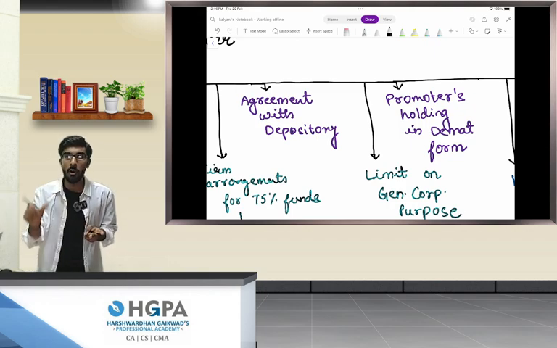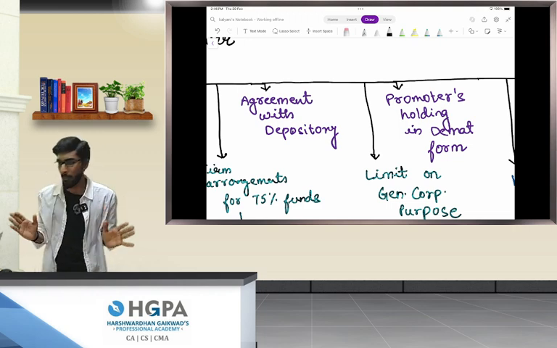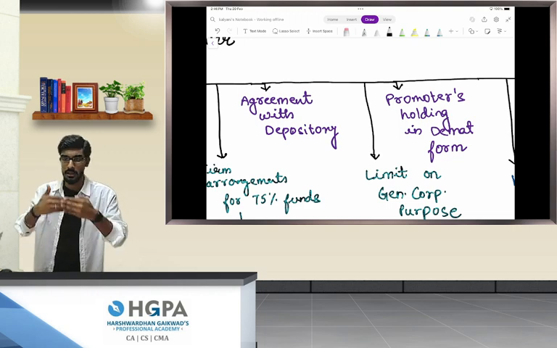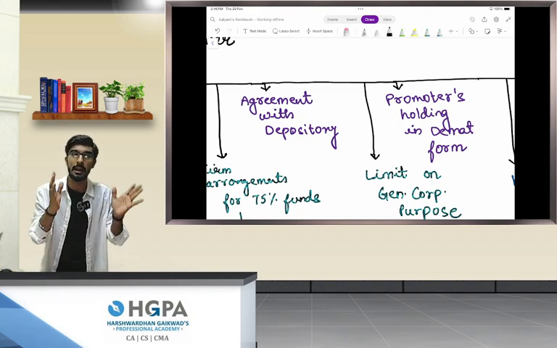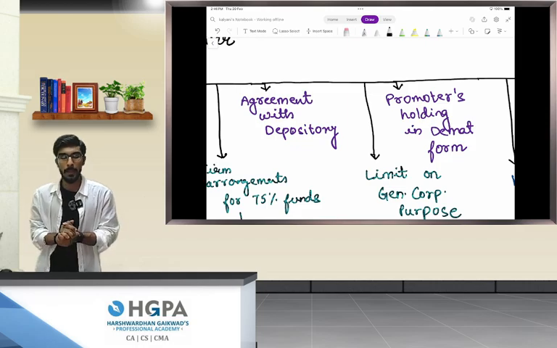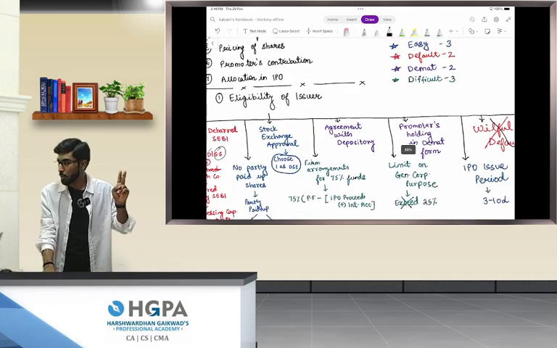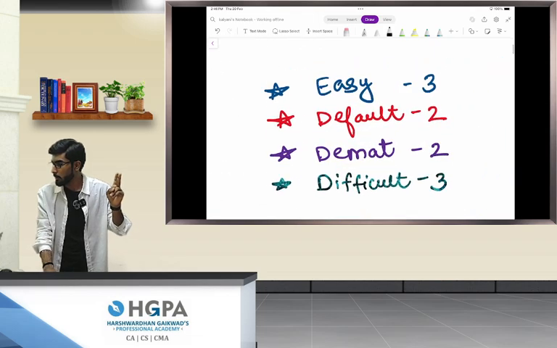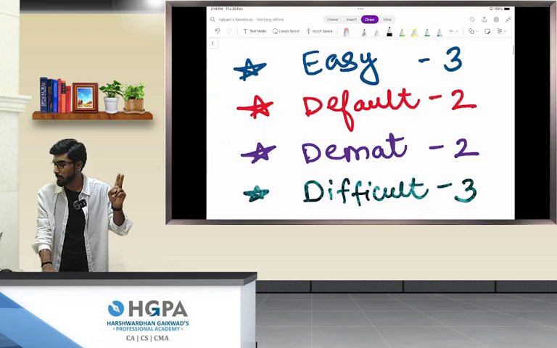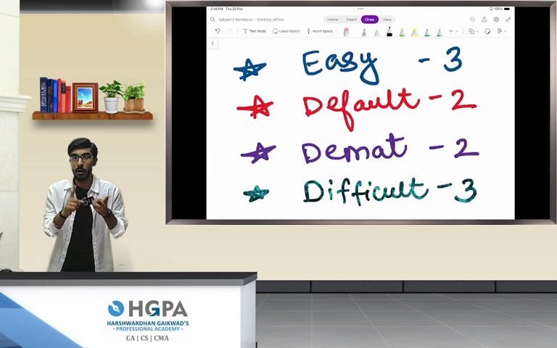Next is, promoters' holding should be in demat form. Before Lenskart is going for an IPO, it should ensure that its promoters' shares are held in demat form. Okay, till here we understood 2 points of default and 2 points for demat.